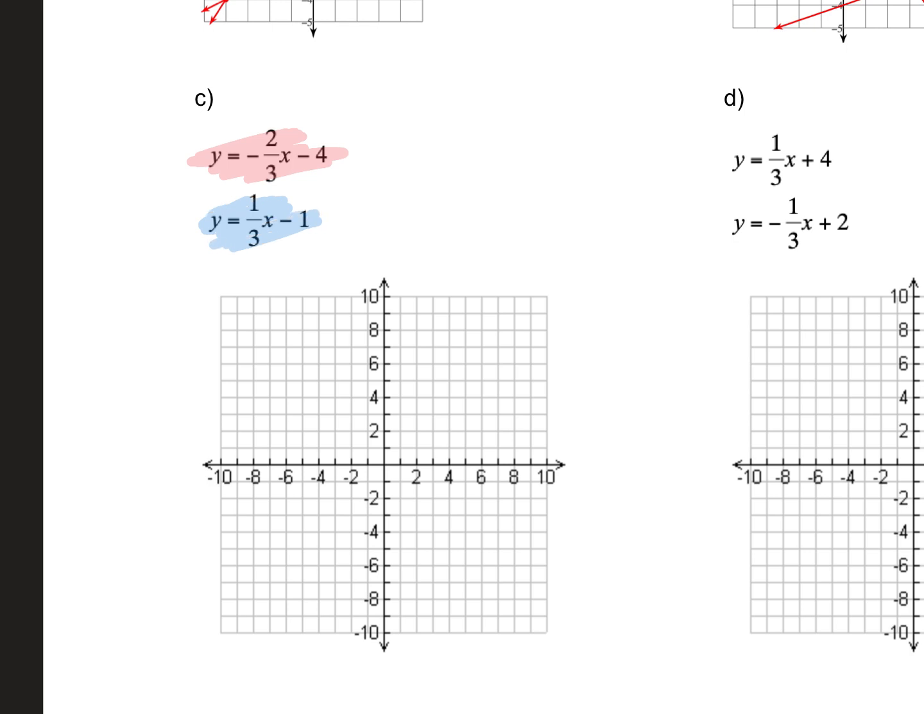Now, if we think back to last section, we talked about how to graph a line when we're given an equation in a specific form, and that form was called slope-intercept form. So that was where we have y equals mx plus b, where m is our slope value and b is our y-intercept value. So if we look at our red equation first, we'll start with the y-intercept because that automatically gives us a point that we can put on our graph.